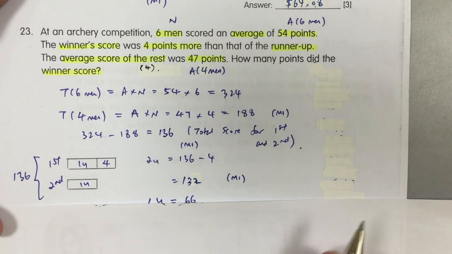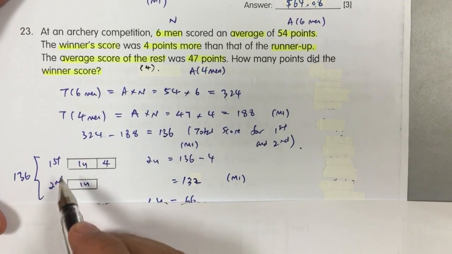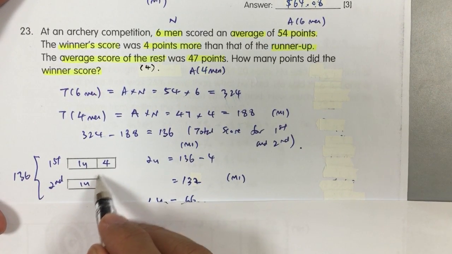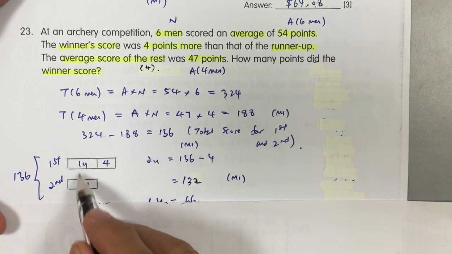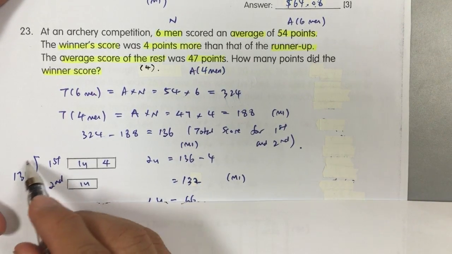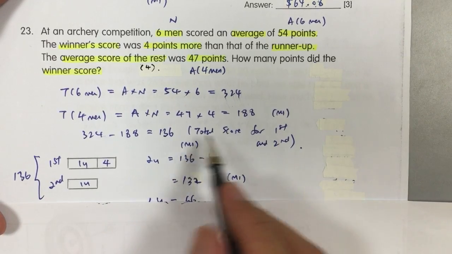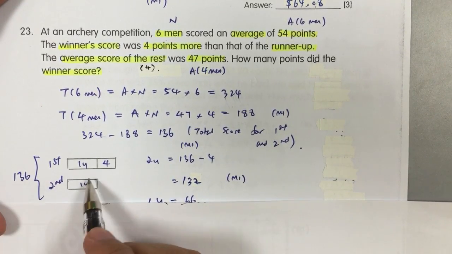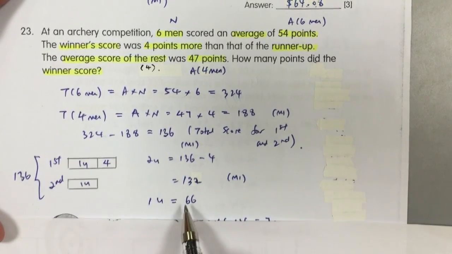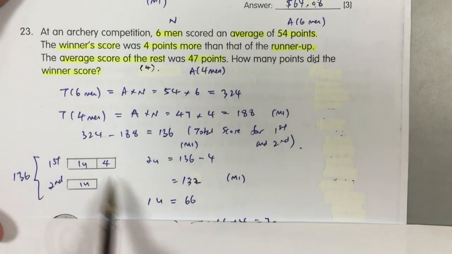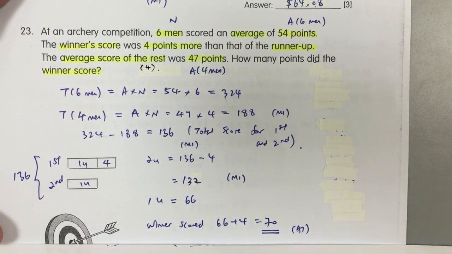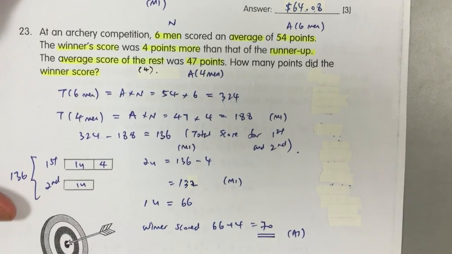Alright, and I will draw a simple bar. The first one is 4 points more than the runner-up. 1 unit, 4 points more. First total is 136. So 2 units is 136 subtract 4. 1 unit will be 66. So the winner will be 66 plus 4, 70 score. So it will be 70.